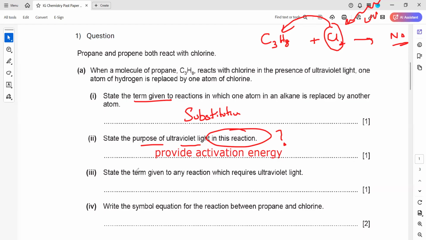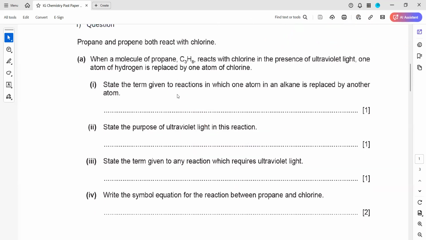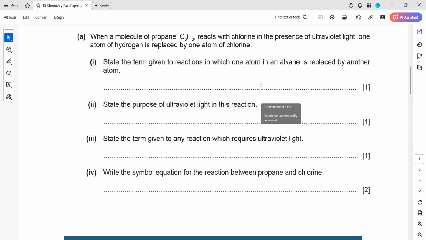activation energy. State the term given to any reaction which requires ultraviolet light. So any reaction which needs light to happen, or photochemical, we call them a photochemical reaction. What is the best example of the photochemical reaction? How the plants prepare their food. Photosynthesis. So photosynthesis is also a photochemical reaction. Great. Write a symbol equation for the reaction between propane and chlorine.